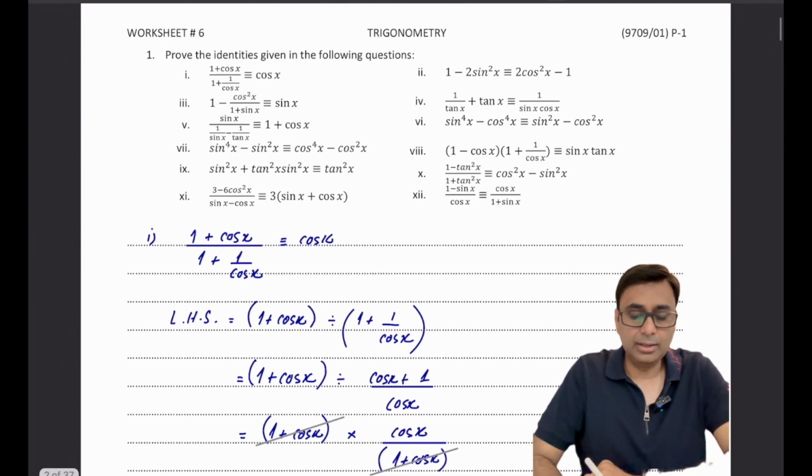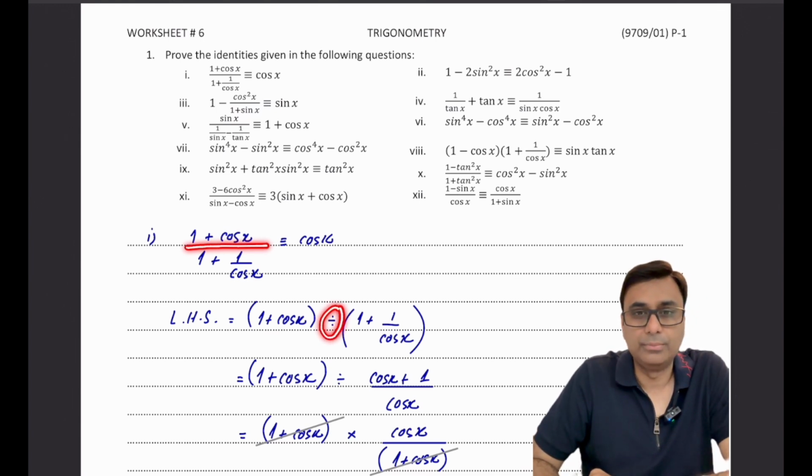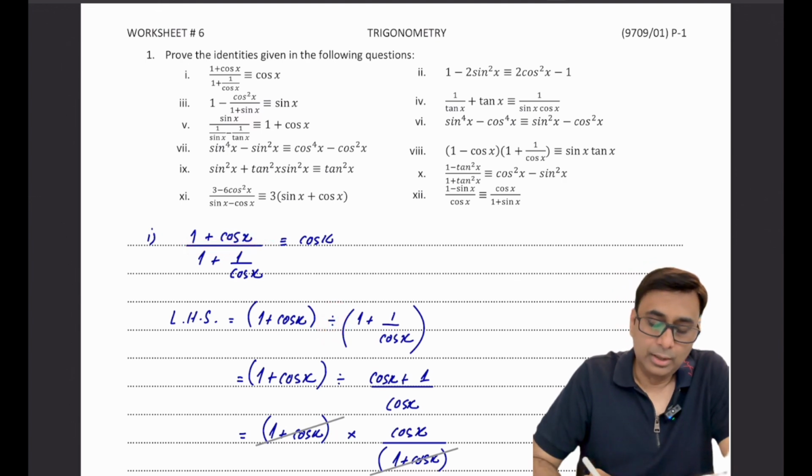One thing is that you have a division sign here, and then you have another division sign here, and that gets a little confusing when you're trying to simplify this. I would advise you to replace this sign of division by this sign of division, so your simplification becomes comparatively easier. So 1 plus cos x is divided by 1 plus 1 over cos x.